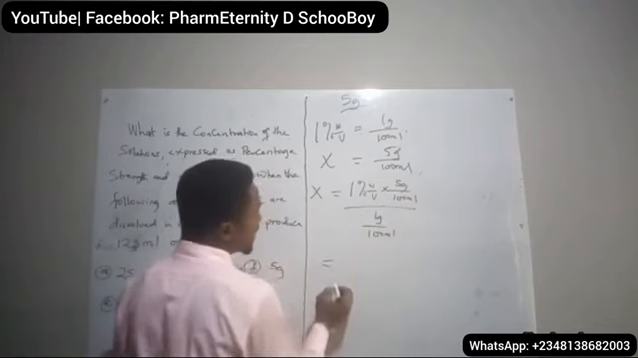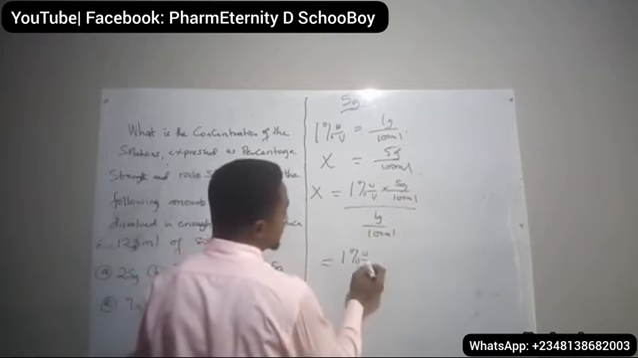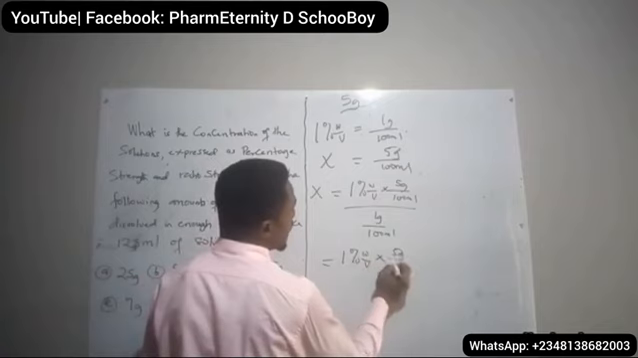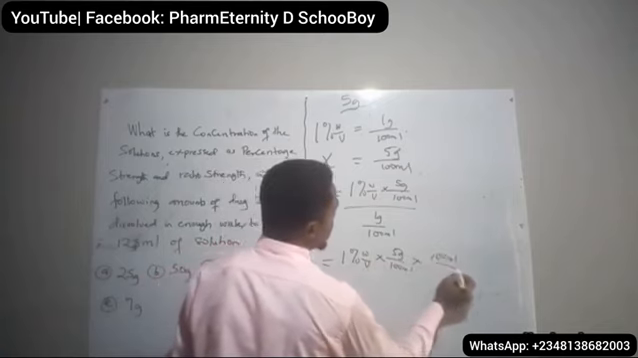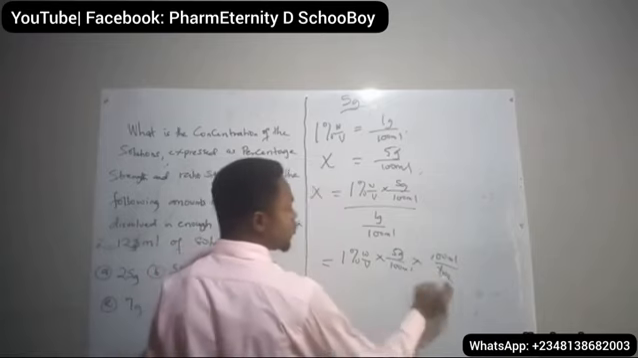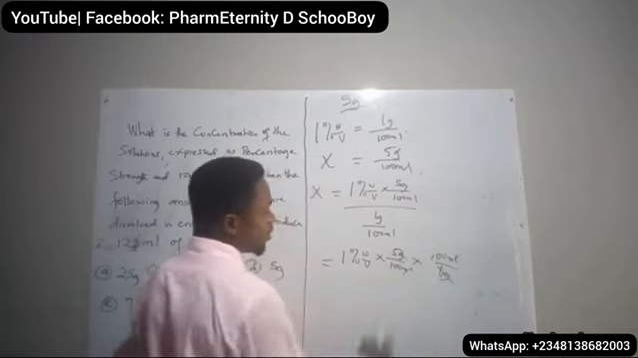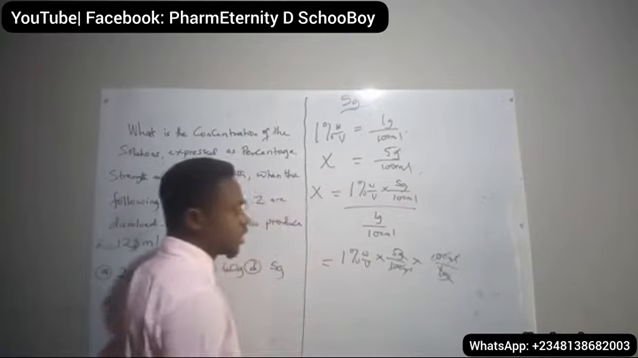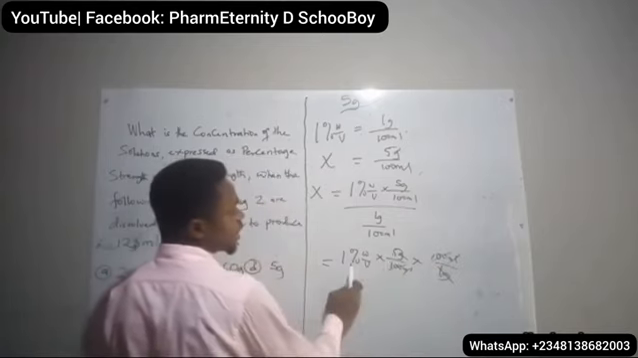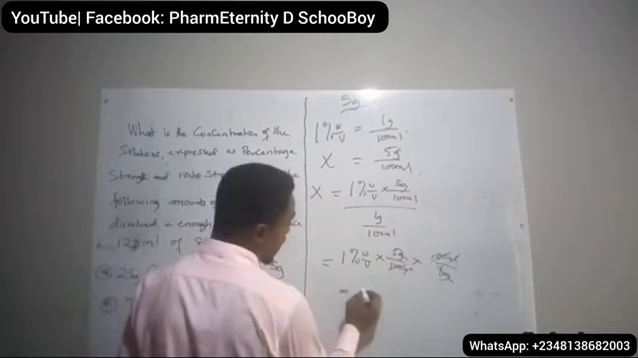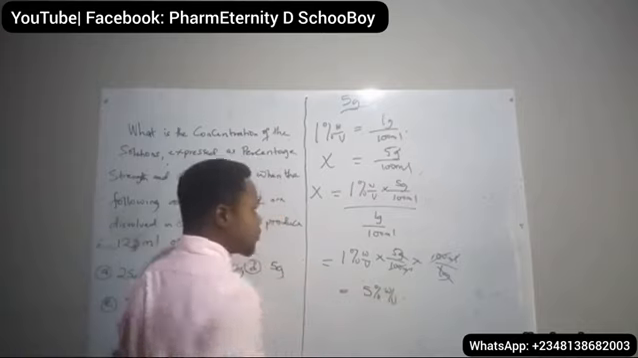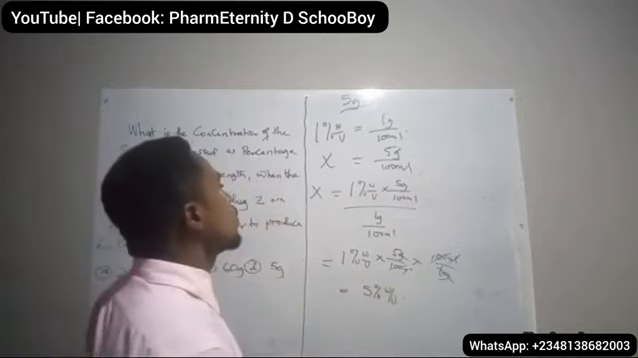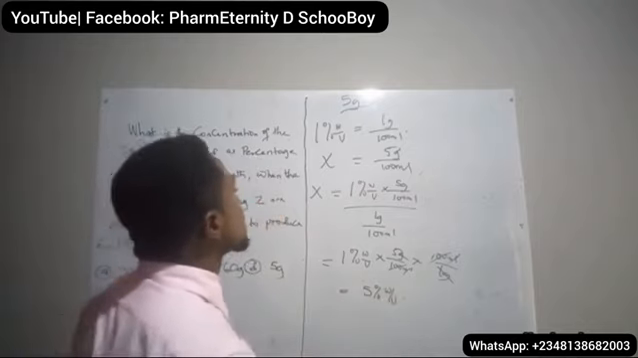So this is 1% weight per volume times 5 gram over 100 ml, times 100 ml over 1 gram. So gram cancels gram, ml cancels ml, and 100 cancels 100. What remains is 5 times 1% weight per volume, which will give us 5% weight per volume.